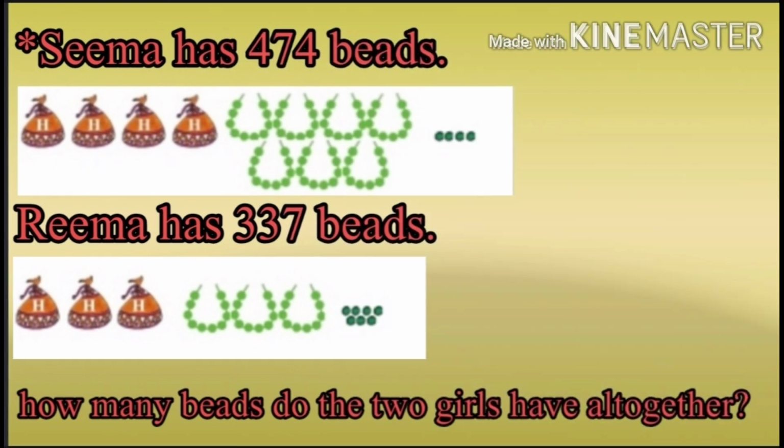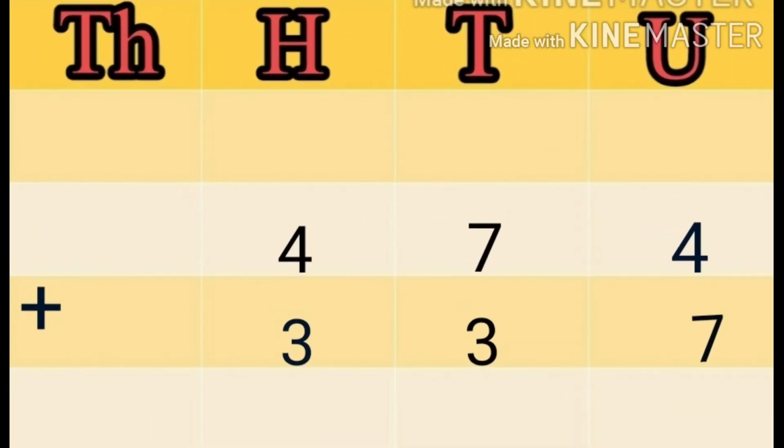Seema has 474 beads. Reema has 337 beads. How many beads do the two girls have altogether? Let's see how to solve this. First, we start adding from the unit place. 4 plus 7 becomes 11.